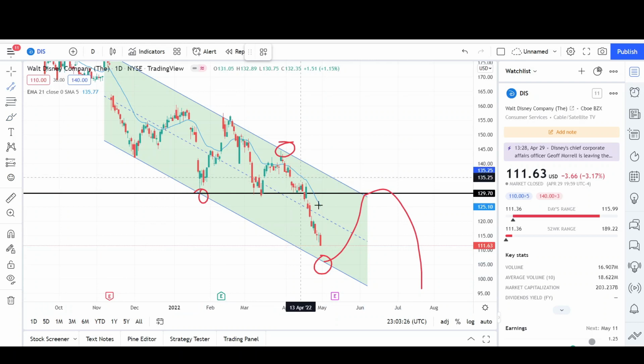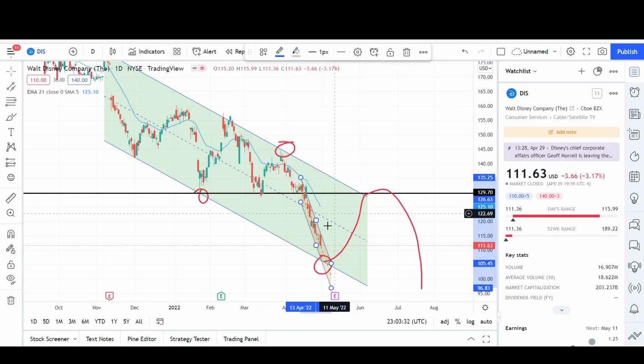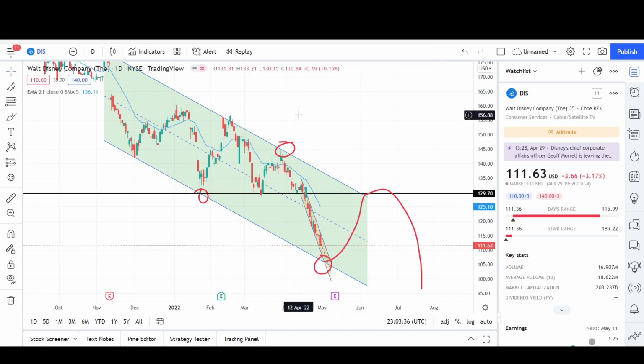We also have this micro channel in play, this one right here. Let's go and make this one orange. So we have a green channel, a micro orange channel that's pointing down. We're making lower lows and lower highs.